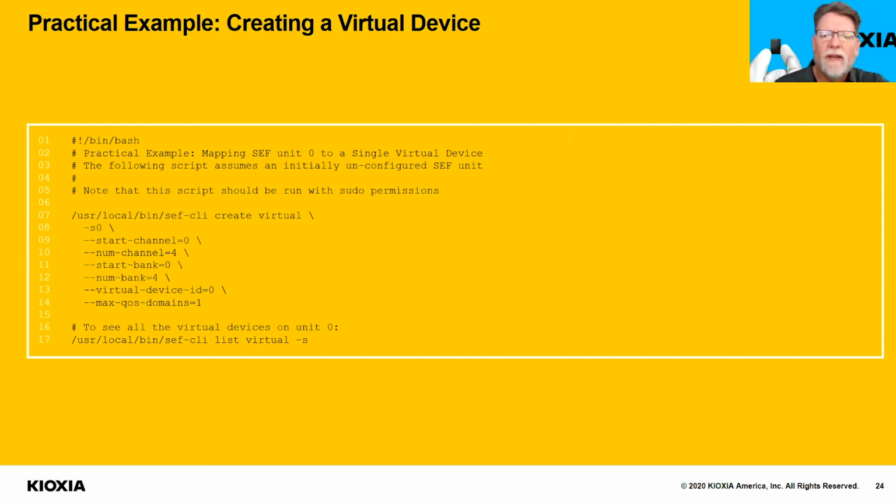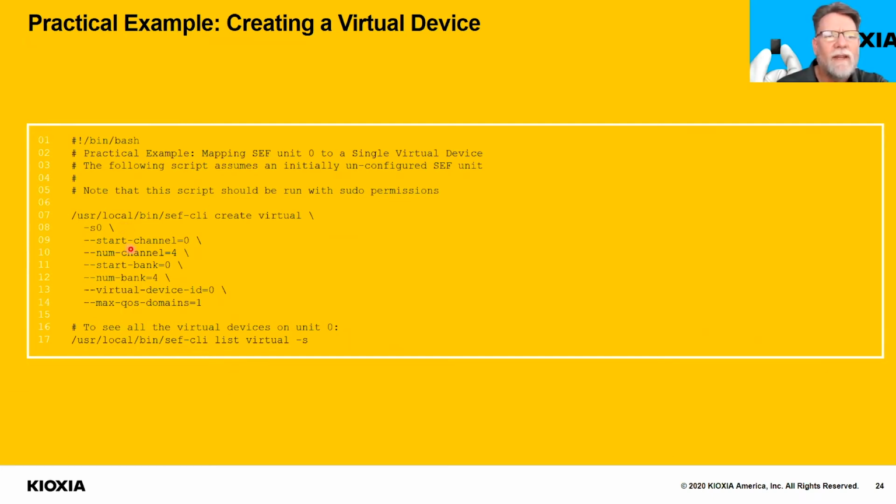When you create a virtual device, you can specify the default weights for the erase program and read operations, as well as the copy program, copy erase, and copy read operations. We haven't included that in this example for the sake of brevity. So here we are invoking SEF CLI, telling it to create a virtual device. Minus S0 is specifying that we want to operate on software-enabled flash unit 0.